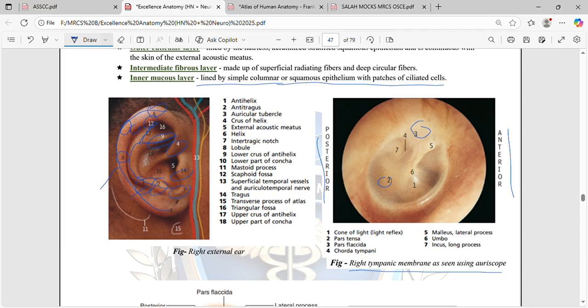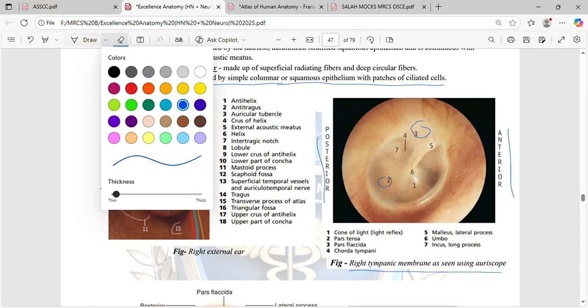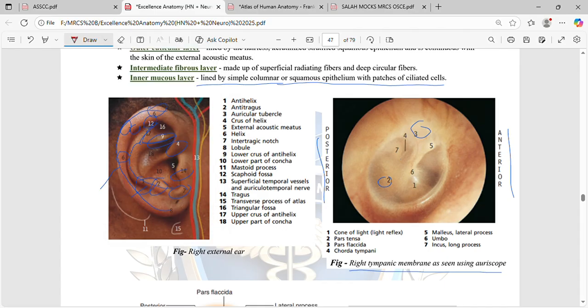This is a small nerve of the middle ear cavity. You can see the shadow, yes, this is the chorda tympani. And then number 5 is the malleus bone, and number 6 is the umbo, and number 7 is the incus long process.